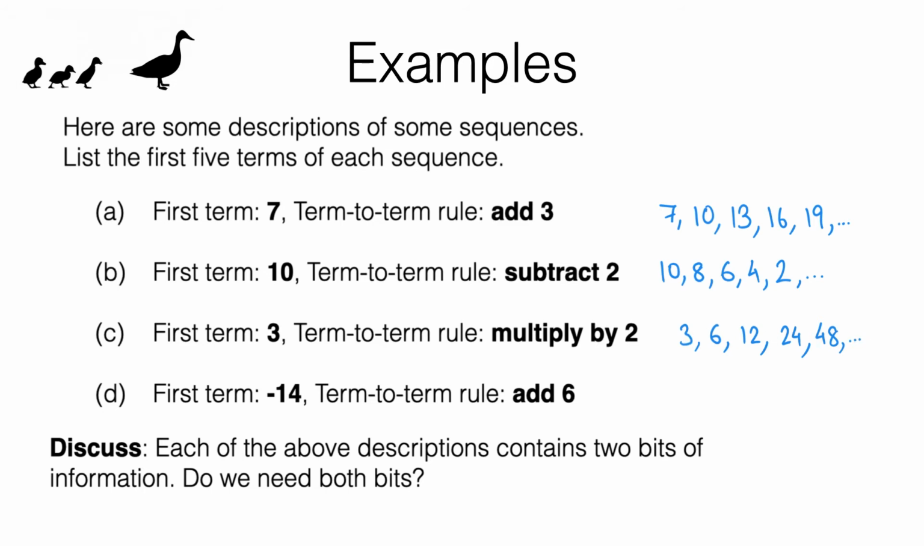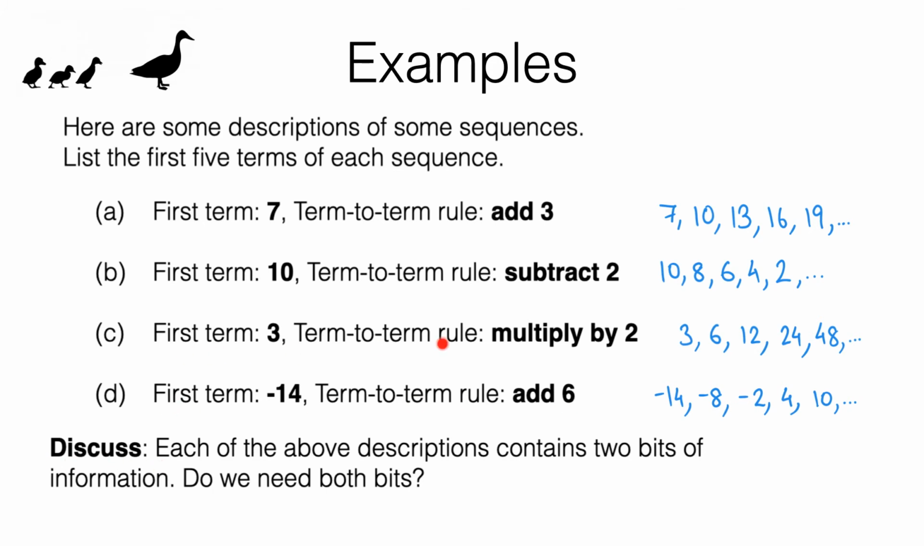In D, we start with negative 14. Adding 6, we get negative 8. Adding 6 again, we get negative 2. Adding 6 again, we get positive 4. And adding 6 again, we get 10. Those are the first 5 terms of this sequence. Moving on to this discussion point.